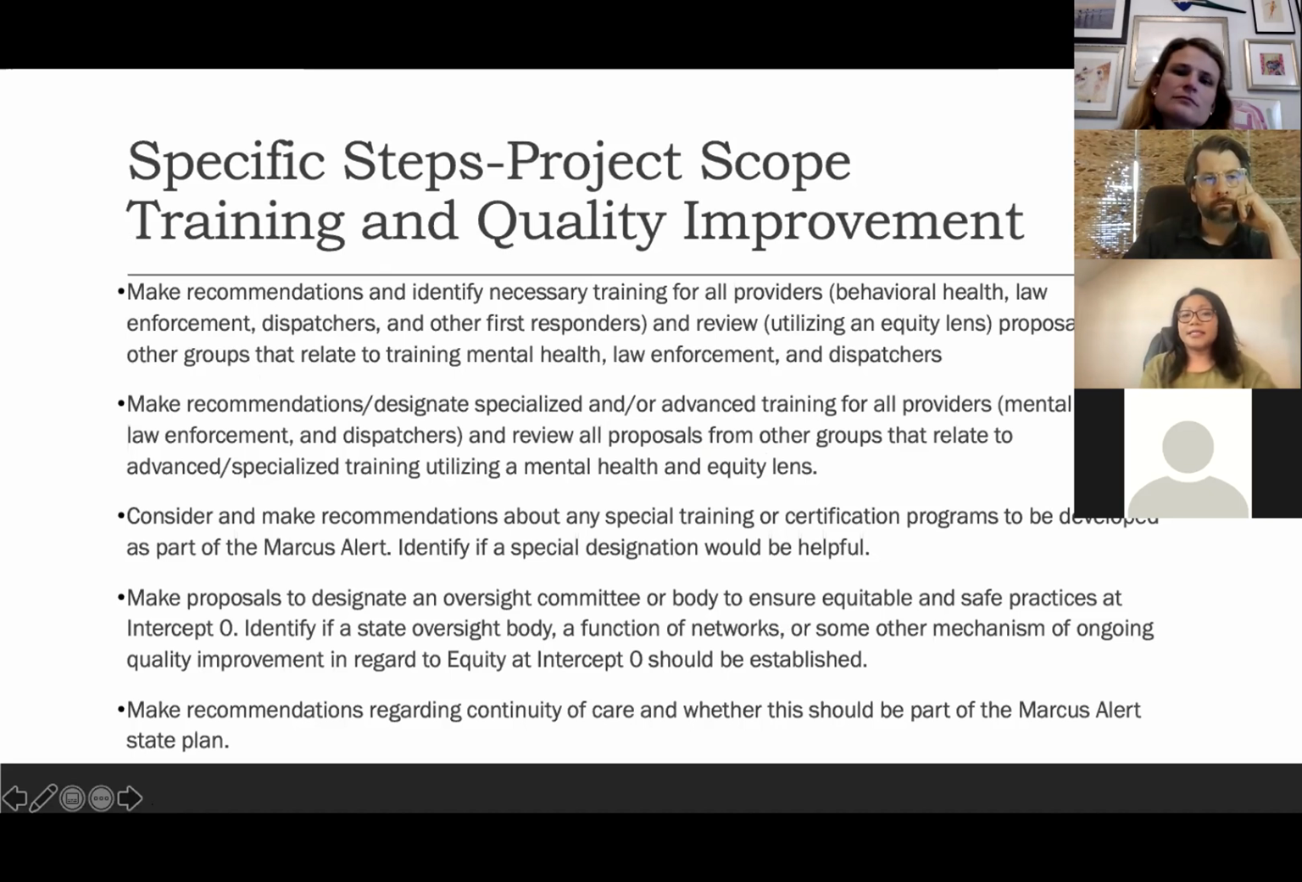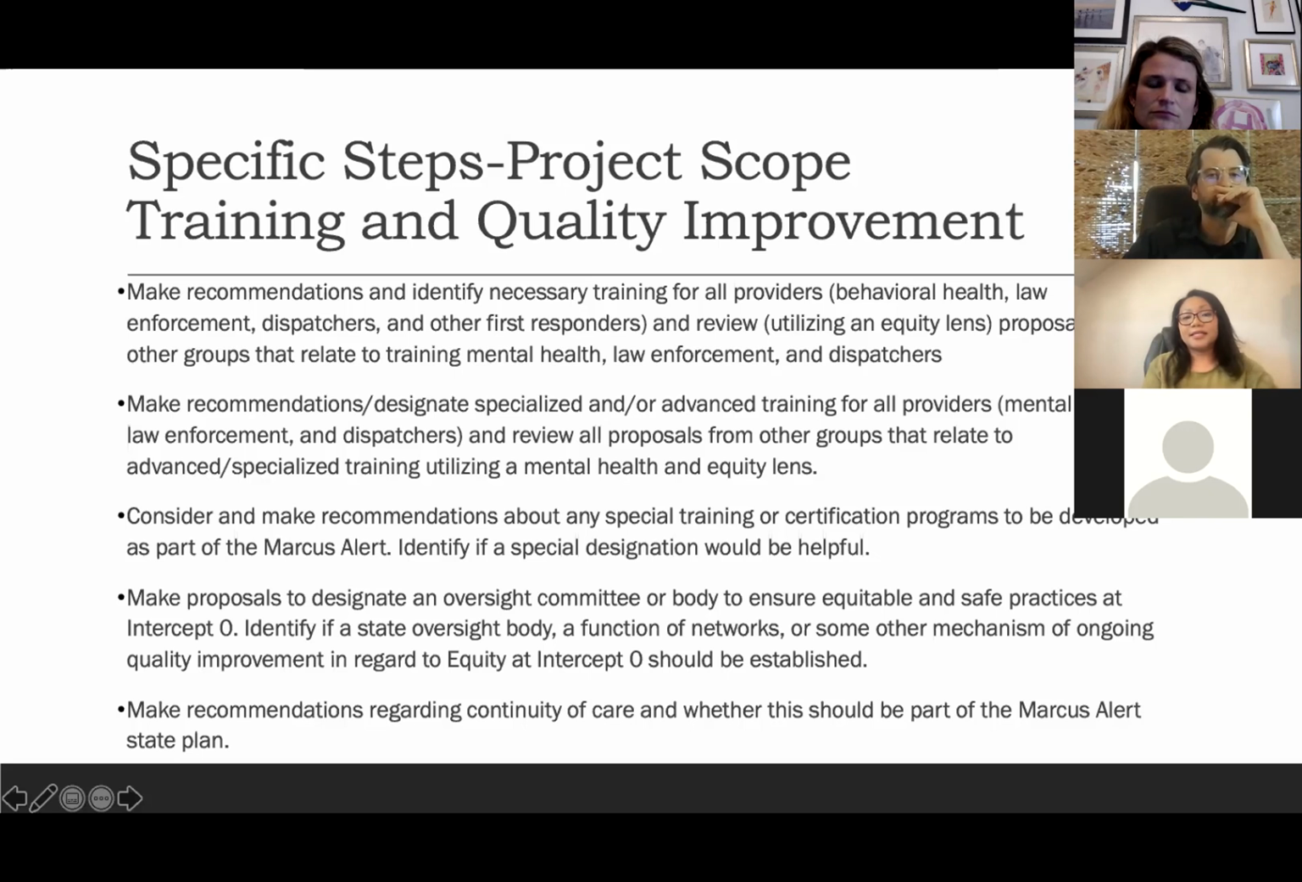Make recommendations and designate specialized and or advanced training for all providers, and review all proposals from other groups that relate to advanced specialized training utilizing a mental health and equity lens. Consider and make recommendations about any special training or certification programs to be developed as part of the Marcus Alert, and identify if a special designation would be helpful.